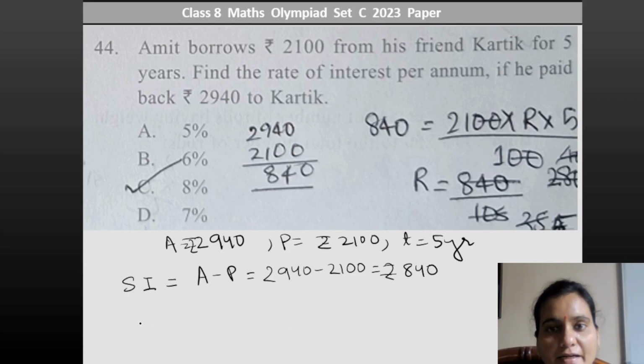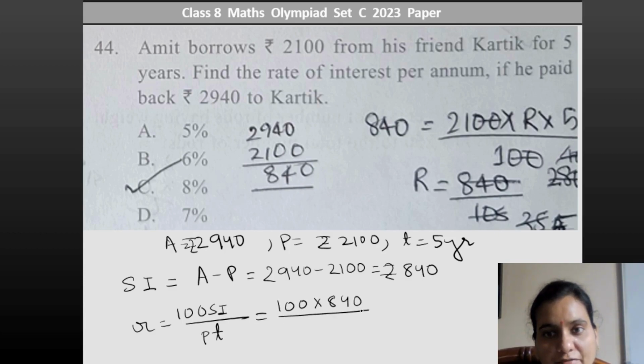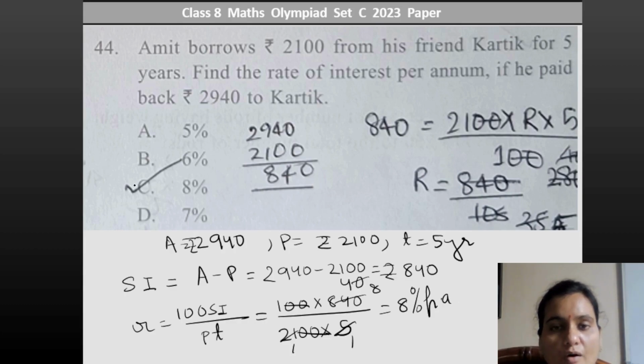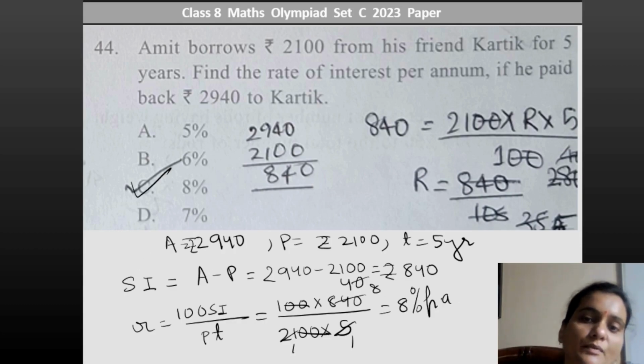Now we can find the rate of interest. Rate will be 100 into SI by P into T. So 100 into SI is what? 100 into 840 divided by principal, which is 2,100 into 5. So we can remove the zeros. Then here also we'll remove 21 ones are 21, 21 fours are 84, and then 0 here, 5 ones are 5, 5 eights are 40. So rate of interest is 8% per annum. So option C, which is already marked for this question number 44, is the correct answer for this.